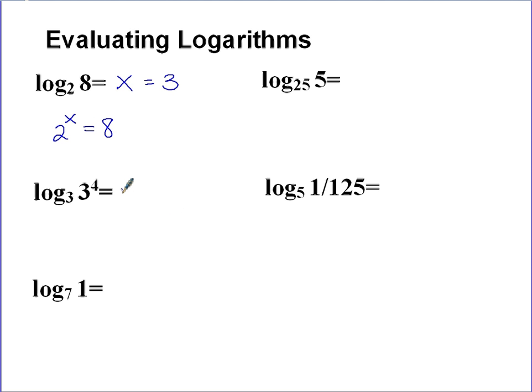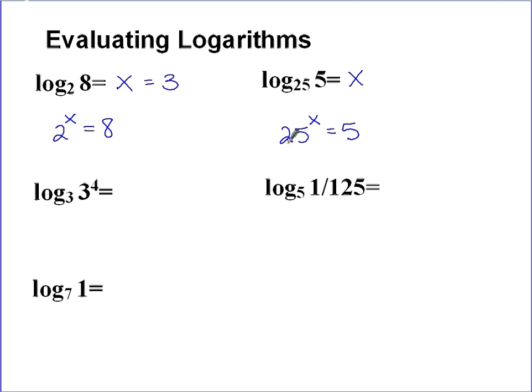Okay, log base 25 of 5. If I put that equal to x, and I say log base 25, so 25 is my base. My log always equals my exponent, so x is my exponent, and that has to equal 5. What power would I raise 25 to get 5? This is kind of a tricky one. 25 is not a nice even power. You're thinking probably 25 to the first power is 25. 25 to the second power is really big. So how am I going to get 5?